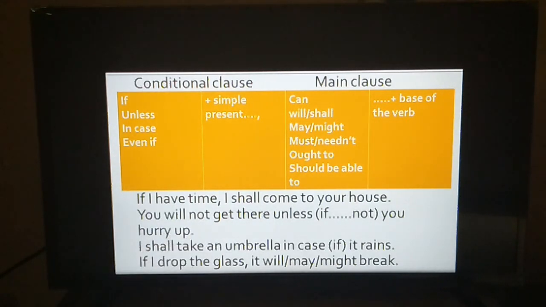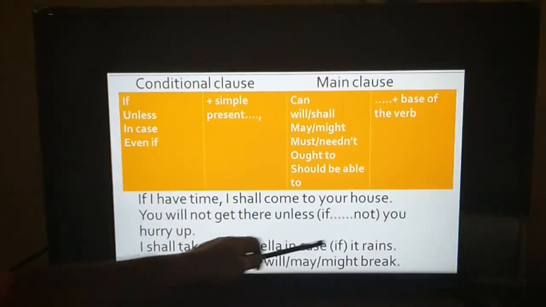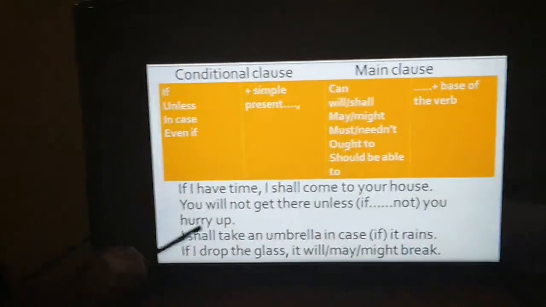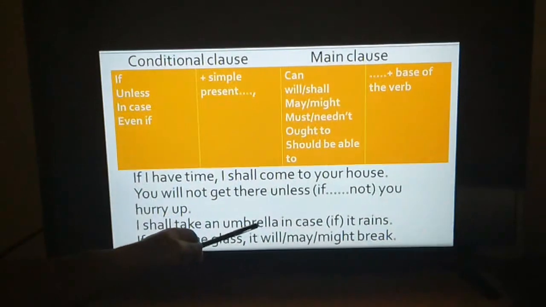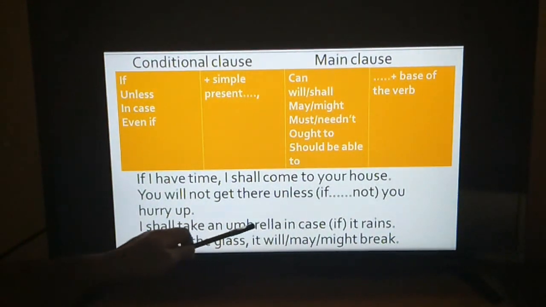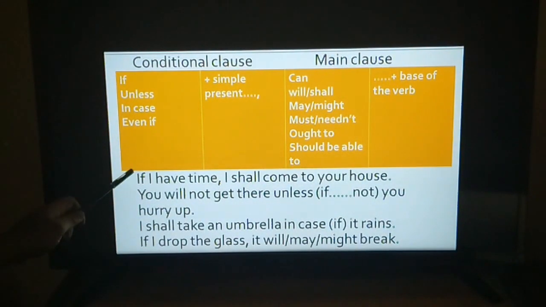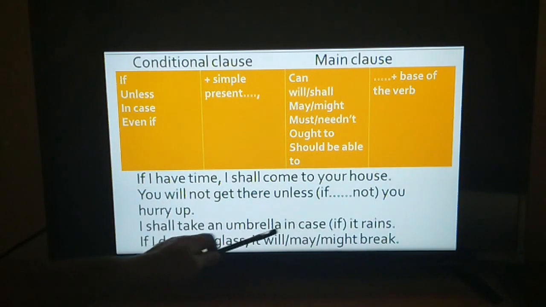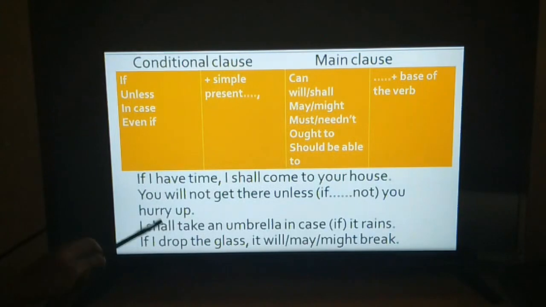Full stop. I shall take an umbrella in case it rains, or if it rains. So we start with the main clause: I shall take an umbrella. There is no comma there. But if you start with the if clause, then there is a comma. If it rains, I shall take an umbrella. If I drop the glass, it will break, or it may break, or it might break.